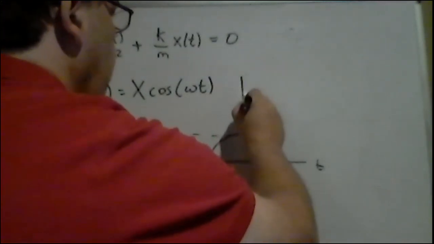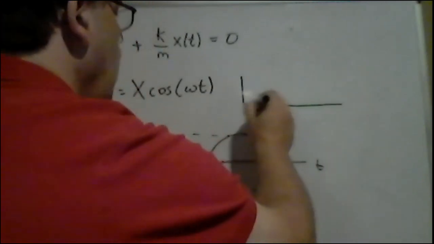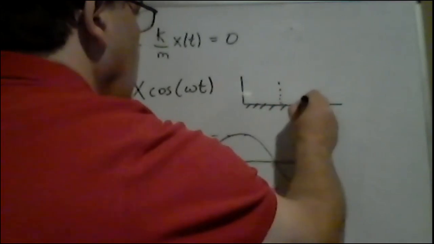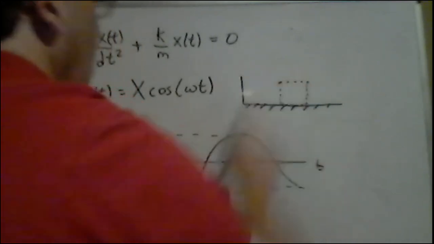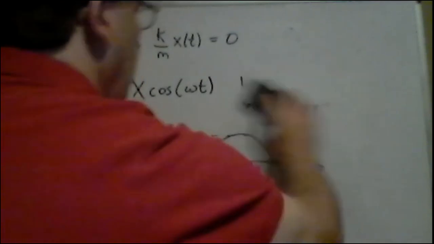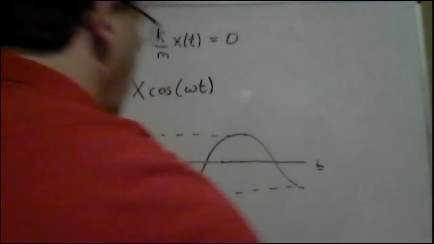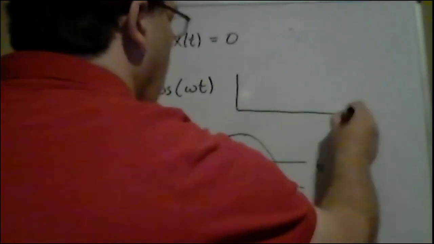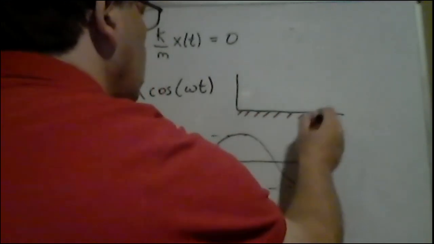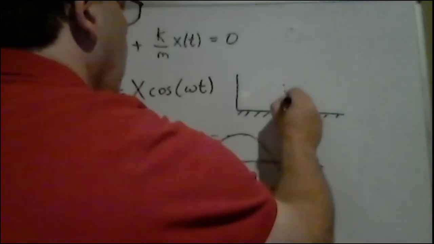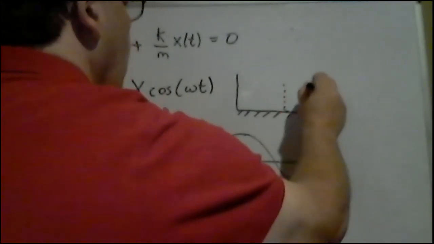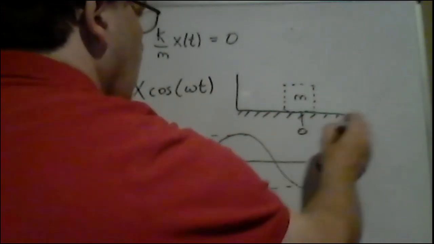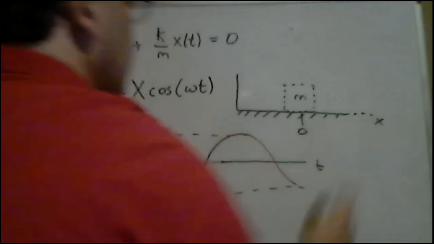Remember, I'm looking at a mass on a spring. So I'm going to declare, let me draw this bigger, I guess. I'm going to declare the equilibrium position as 0. This is my x-axis. All right.